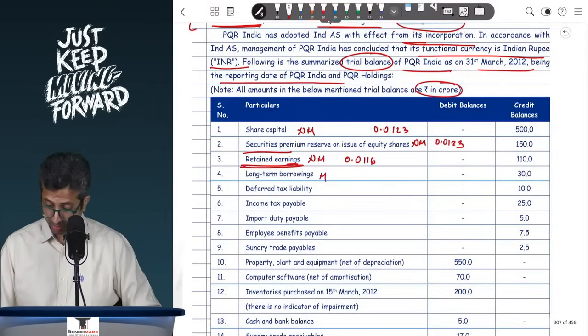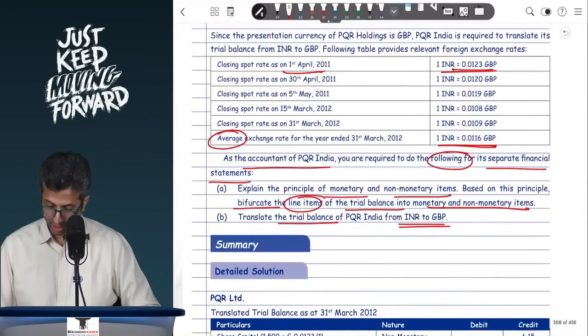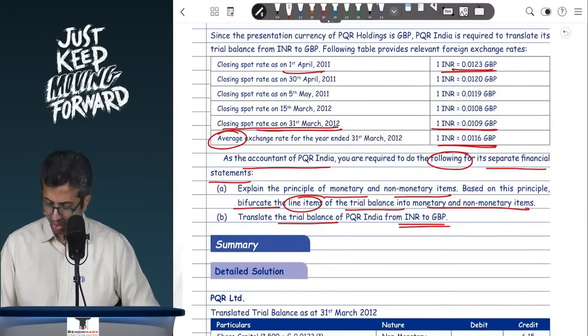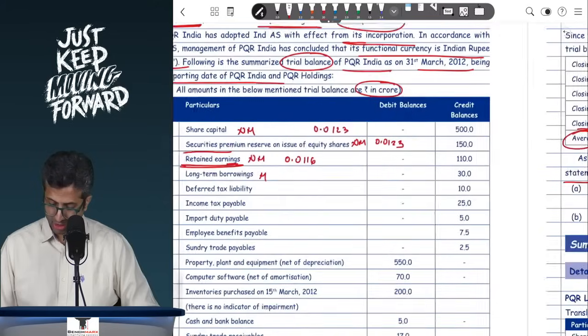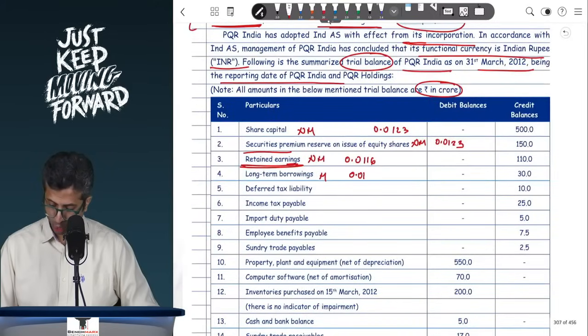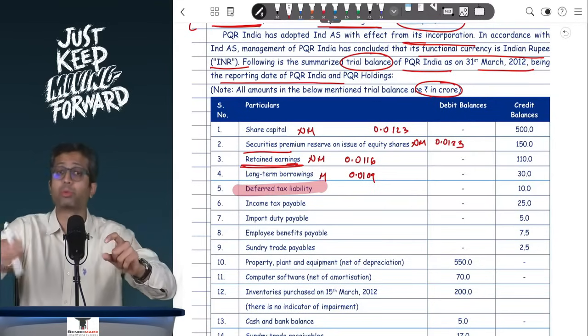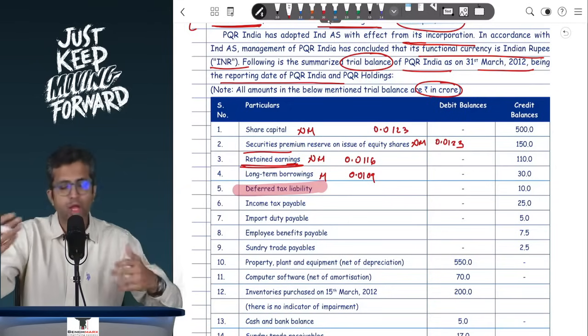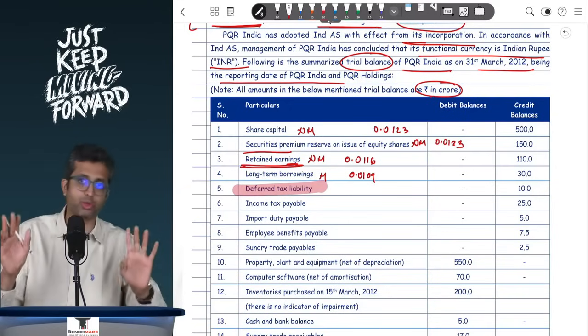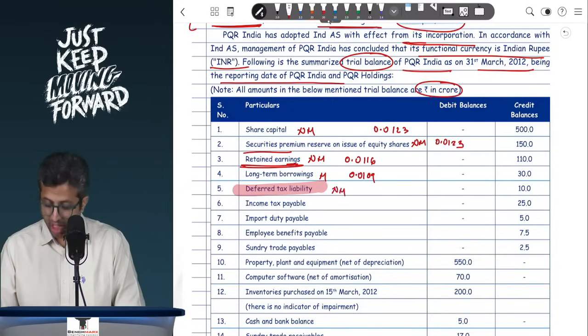Long-term borrowings, monetary. This will be at the closing rate. On 31st March, 0.0109. So this will be at the closing rate, 0.0109. As for deferred tax liability, this is a bit off. Deferred tax liability is a non-monetary liability because you don't have a fixed or determinable obligation. The government cannot sue you for paying the deferred tax liability. They can sue you for the current tax liability. So this is non-monetary. But non-monetary items for translation are still converted at the closing rate, 0.0109.